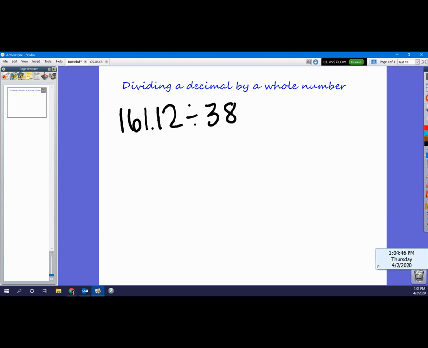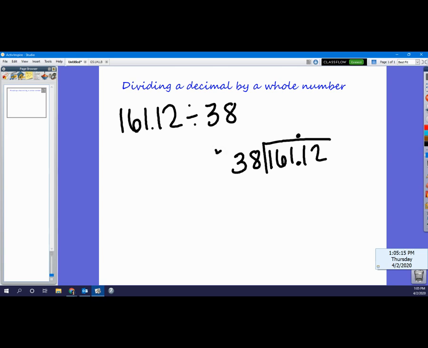So our dividend goes under the umbrella. The first number gets the umbrella, and the other one stays outside. So this is just like dividing normally by a double-digit number, except that we have a decimal right here in the dividend. So what we need to do is move the decimal straight up into the quotient line, and then we can divide just like normal.